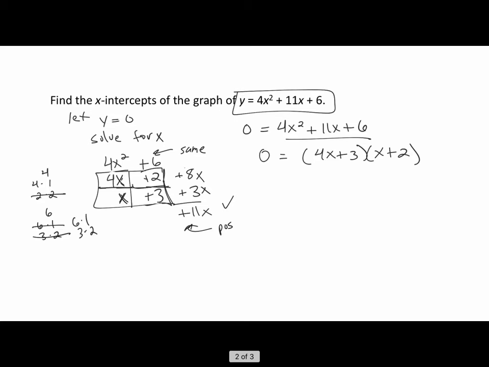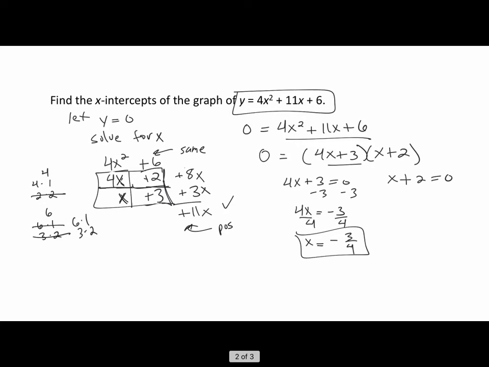Then we just need to set each of these factors that contain a variable equal to 0 by the zero product property. And we can solve those resulting equations. So first we need to opposite the number term and then divide any coefficients. So we get x equals -3/4. And opposite the number term, we get x equals -2. So these are the x-intercepts of the graph.